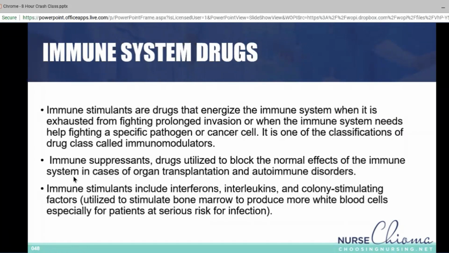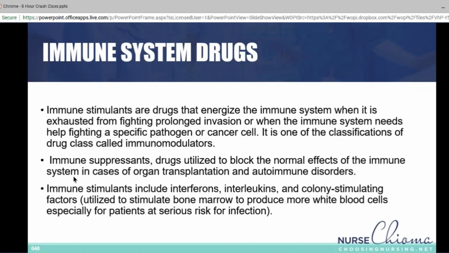So immune system drugs help to boost the immune system, because it's trying to fight an infection, a prolonged invasion, and it needs help when fighting some type of specific pathogen or cancer cell. It's one of the classifications of a drug class called immunomodulators. Immune suppressants are drugs used to block the normal effects of the immune system in cases of organ transplantation and autoimmune disorders. So you've got immune stimulants, and then you've got immune suppressants.